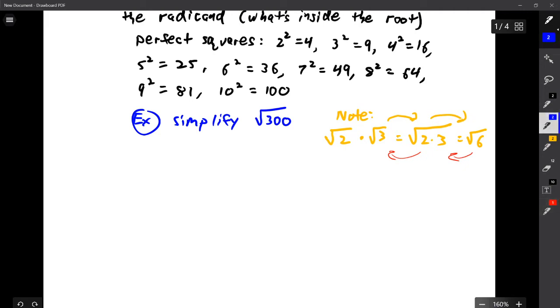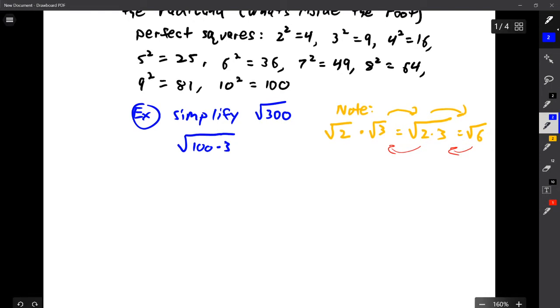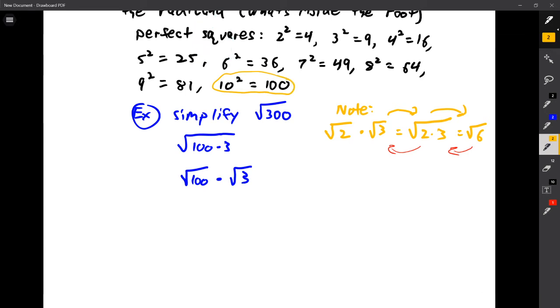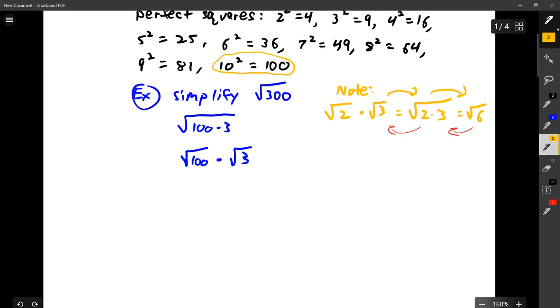So we're going to use that to our advantage here by saying, well, the square root of 300, well, that's the same thing as the square root of 100 times 3. Oh, well, the square root of 100 times 3, that's the same thing as the square root of 100 times the square root of 3. And we know what the square root of 100 is, because if 10 squared equals 100, then the square root of 100 equals 10.